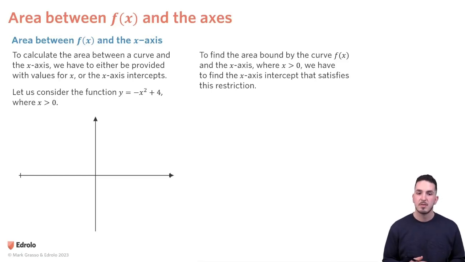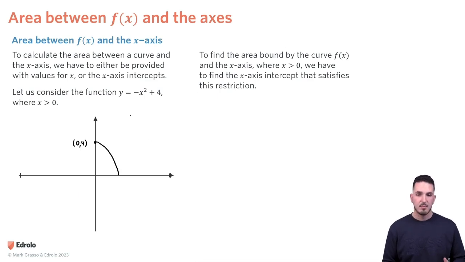To calculate the area between a curve and the x-axis, we have to either be provided with certain values for x, or we have to find the x-axis intercept. So let us consider the function y equals -x squared plus 4, where x is greater than 0. In this case, we've got a parabola and it's been reflected. So we know we're going to have a maximum turning point at y equals 4. So it's going to be (0, 4). And x is greater than 0, so it's going to be something like so.